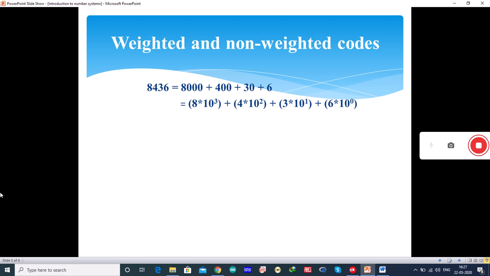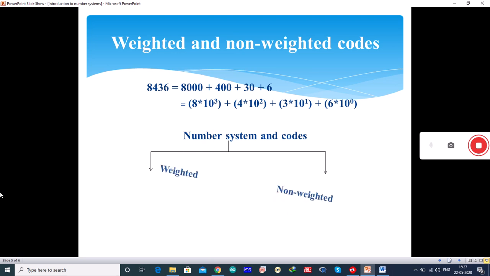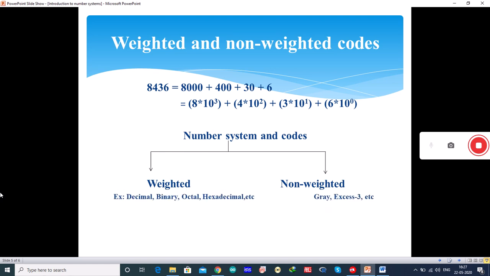The number system with weights on position is called a weighted number system, and the number system in which there is no weight on the position is called a non-weighted or unweighted number system. So number systems and codes can be categorized into two, namely weighted and non-weighted. Examples of weighted number systems are decimal, binary, octal, hexadecimal, etc. For non-weighted, you have Gray code, XS3 code, etc. We will be discussing these in the coming lectures.